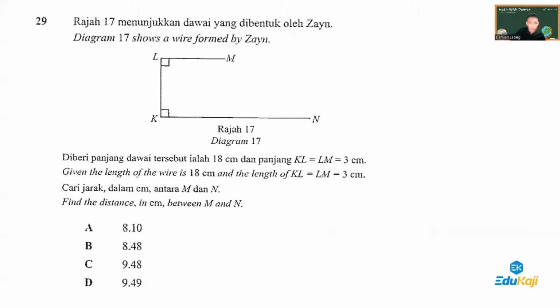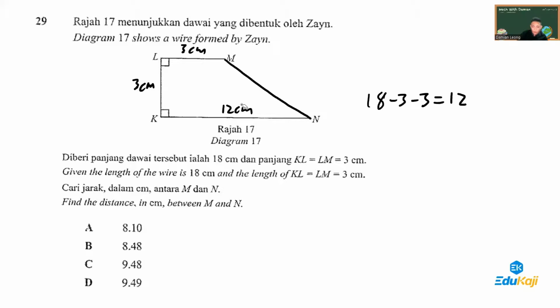Okay. Then question 29. I'm given length of wire is 18 cm. KL equals LM equals 3 cm. So here is 3 cm. Here is 3 cm. Yeah. So since the length of wire is 18 cm, that forms this whole thing. So 18 minus 3 minus 3, I get 12. Here must be 12 cm. I want the length of MN.